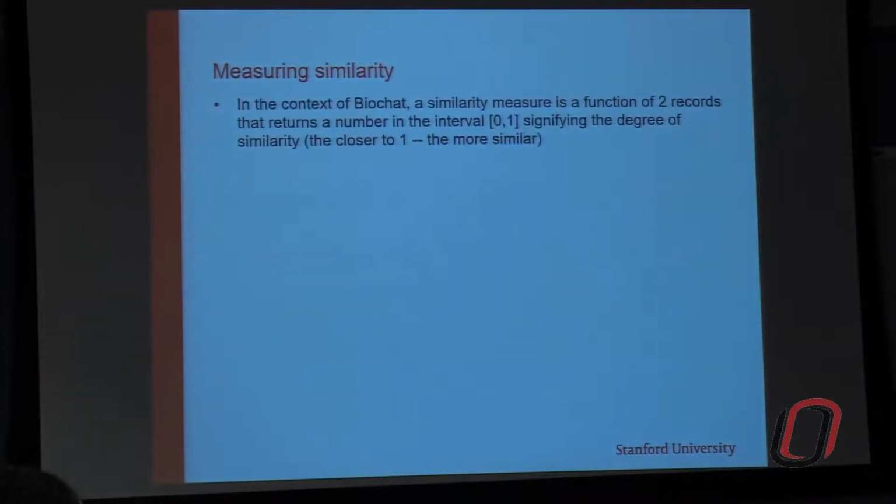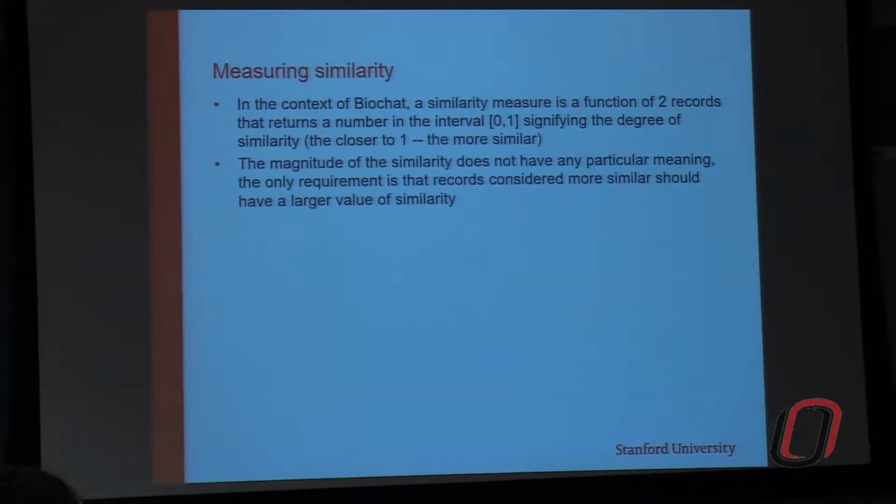So measuring similarity, this is where we get a little bit more technical. In the context of Biochat, the similarity measure is a function of two records that returns a number in the interval 0 to 1, signifying the degree of similarity. The closer it is to 1, the more similar it is. Now, the trick is that the magnitude of the similarity does not have any particular meaning. The only requirement is that the records considered more similar should have a much larger similarity value.